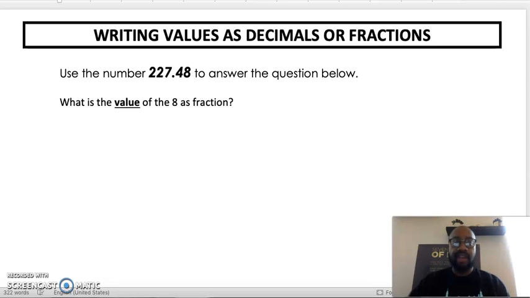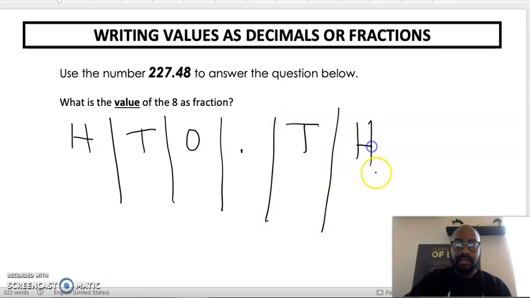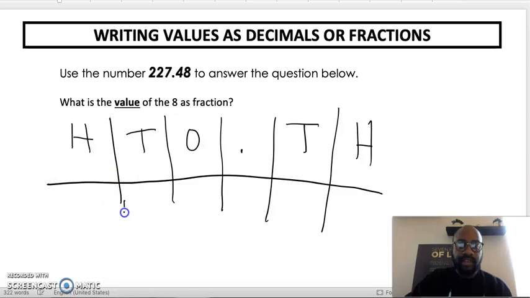Okay, so let's dive right into it. Question number 1 says, use the number 227.48 to answer the question below. The question says, what is the value of the 8 as a fraction? So I'm trying to figure out what is the value of this 8 in the number. First thing I'm going to do, as always, is to draw my place value chart. So let's start with hundreds, tens, ones, decimal point, tenths, hundredths. So here's my place value chart.